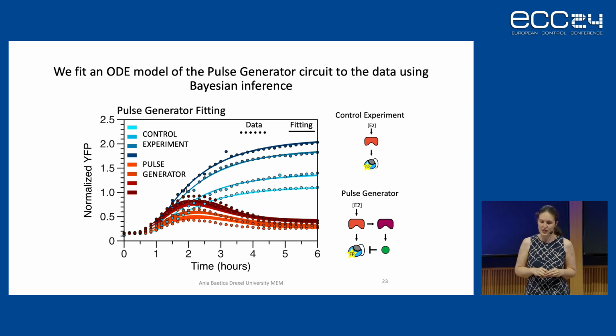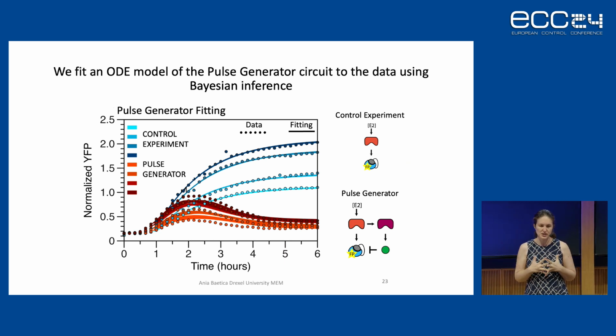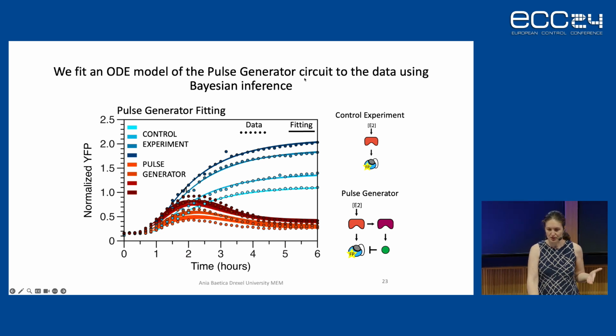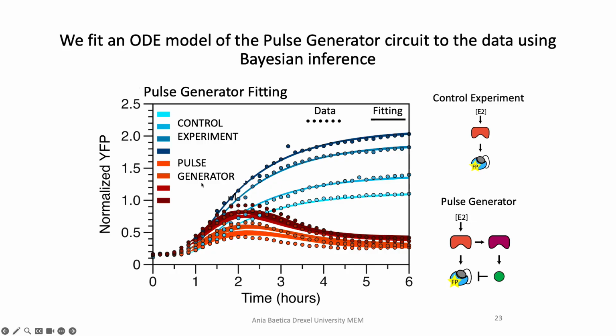So here, what I initially did was to fit an ODE model to the data from the pulse generator circuit using Bayesian inference. So here we have our pulse generator as a function of time, and we have the fitting to the experimental data. The fitting is in solid lines. The experimental data is in circles. As you can see, there is definitely error. The model is fitting the data pretty well, but not perfectly.